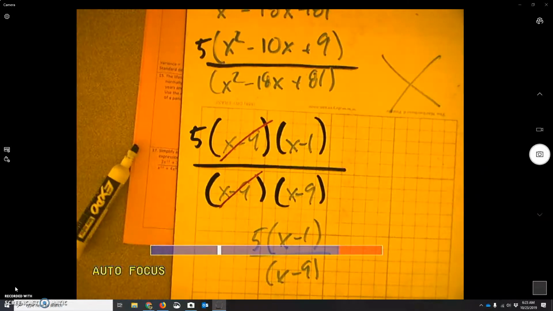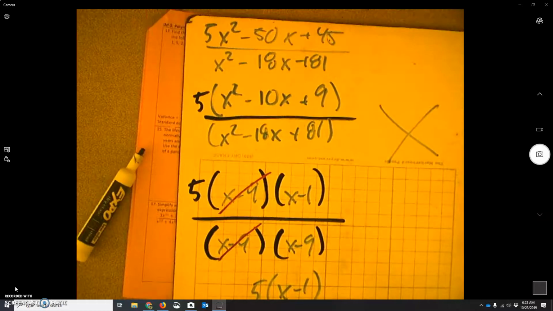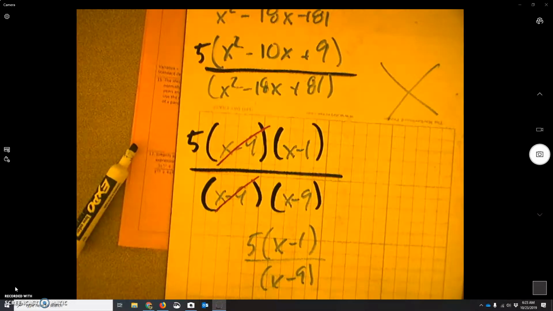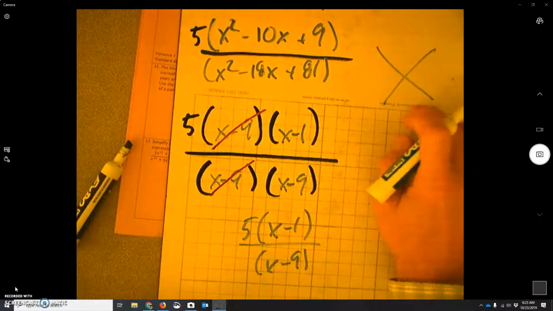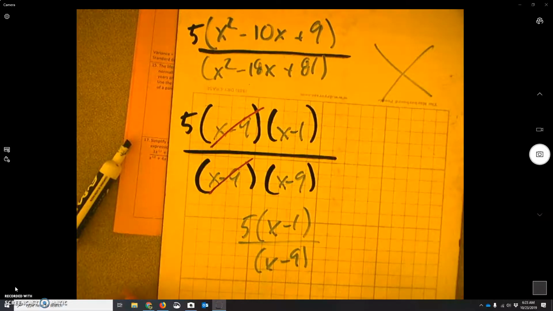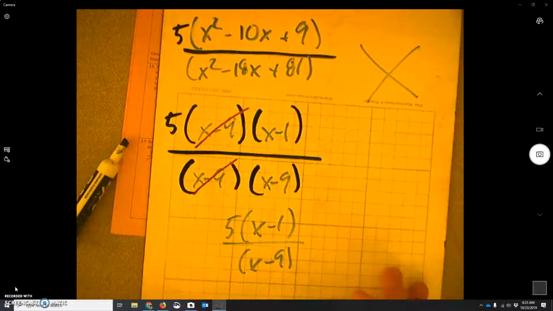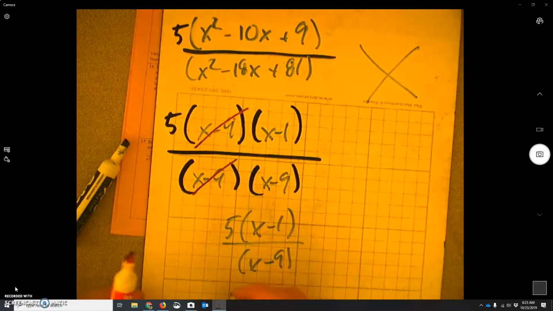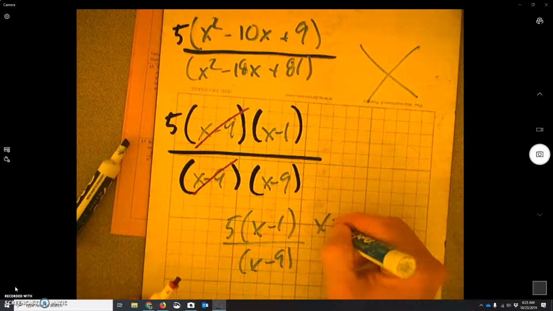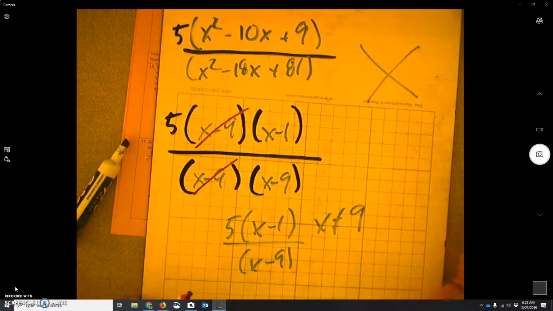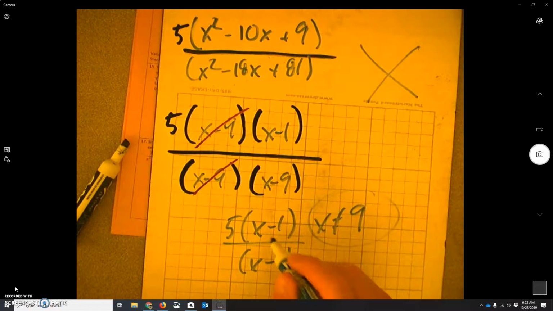Okay, and there is the entire first problem's work. So there's the very top, 5 out. Then we do the diamond method on the top and the bottom, and we see what we can cancel out. The value that x cannot equal is simply x cannot equal positive 9. And on the test, I am not going to ask this question. I'm just going to ask you to input this.